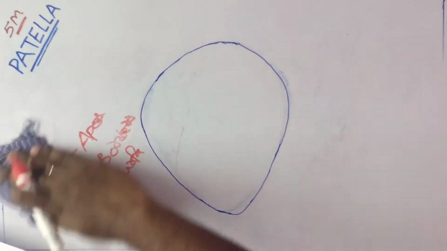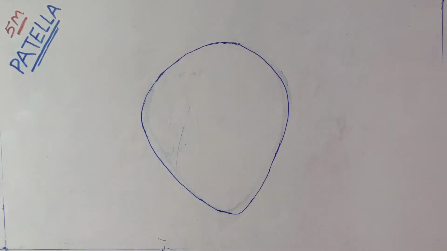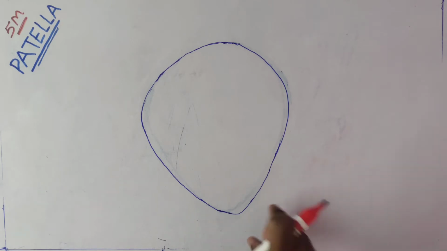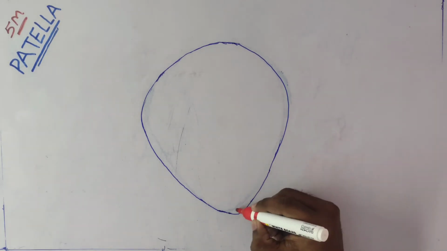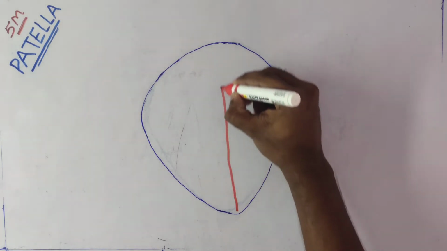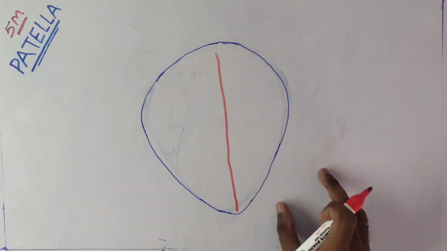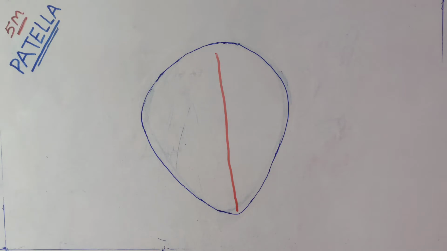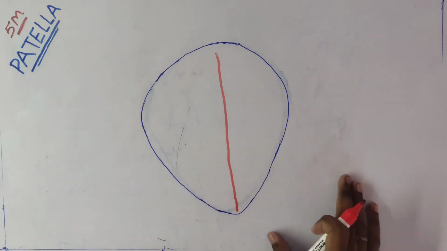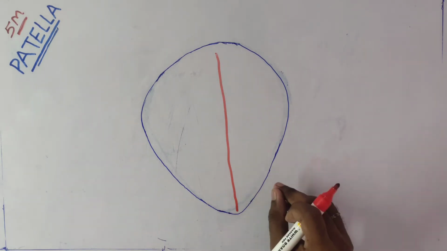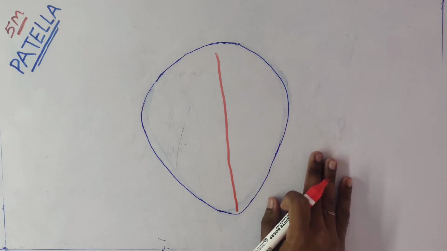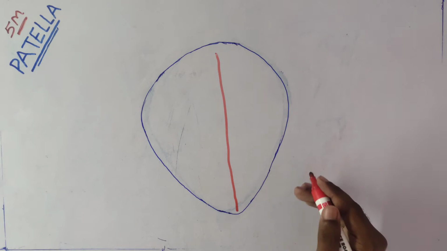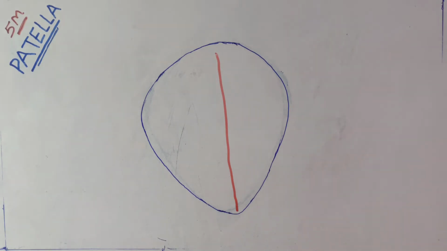Now coming to the apex of the bone, it is directed downwards, it is rough and vertically ridged. Next, it is covered by the tendon of rectus femoris. Next, it is separated from the skin by the pre-patellar bursa. Bursa means a space. This is all about the apex.